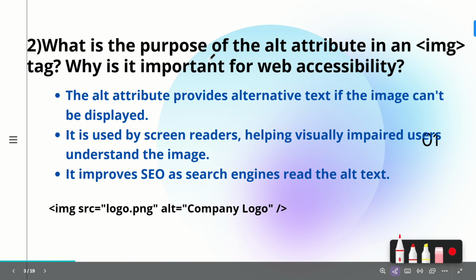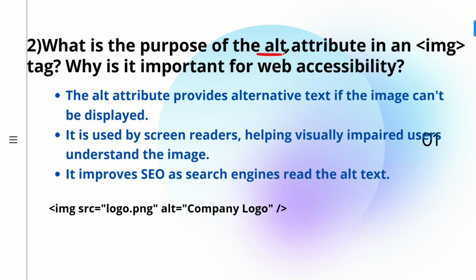The second question asked in the interview was what is the purpose of the alt attribute in the image tag and why is it important for web accessibility. In case you have made use of the image tag, then you would have seen that in the image tag we have one attribute called source. Source will have the path of your image from where you want to load that image.